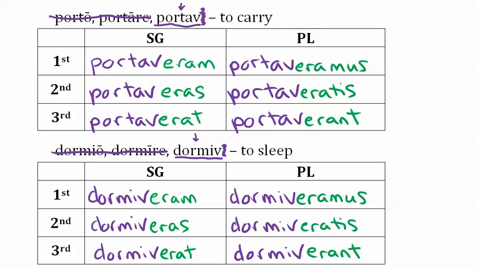And remember, this tense is the one that's always translated in English with the helping word had. So I had carried, you had carried, he, she, or it had carried, or we had slept, you all had slept, or they had slept.